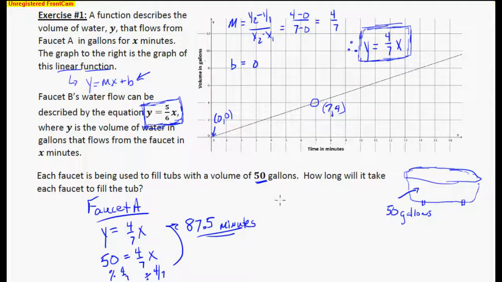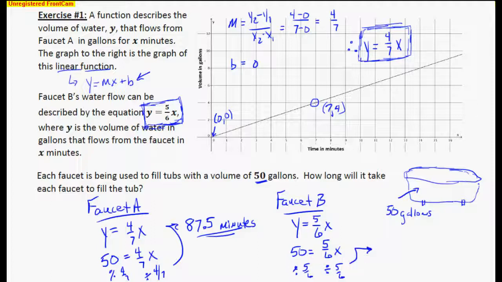Now what about faucet B? We'll do faucet B here. And faucet B has an equation of y equals 5/6 x. And I want the same thing. I want to know how long this is going to take for 50 gallons. So I just plug a 50 in for the y, and I'm going to divide by 5/6 on both sides.